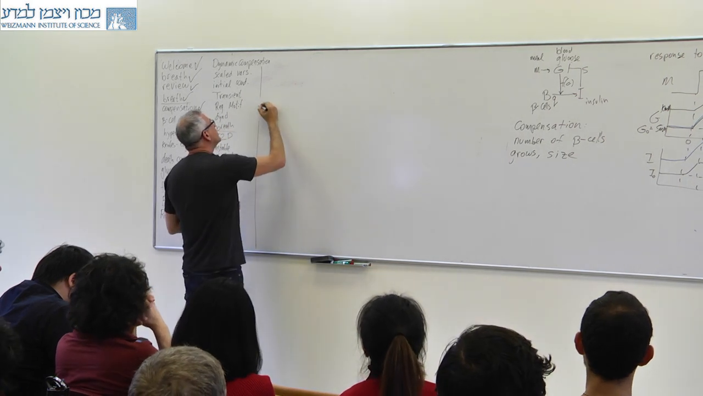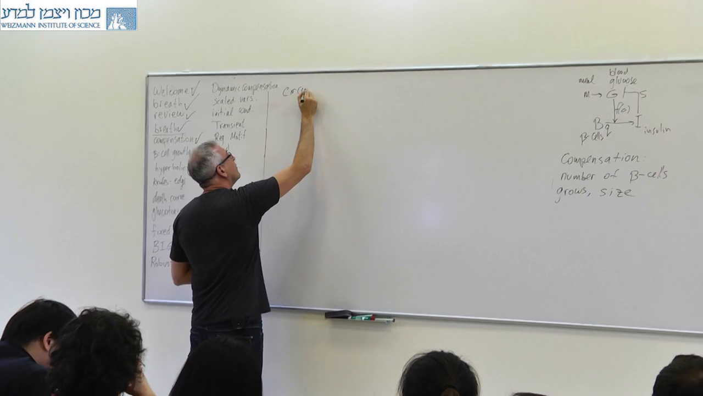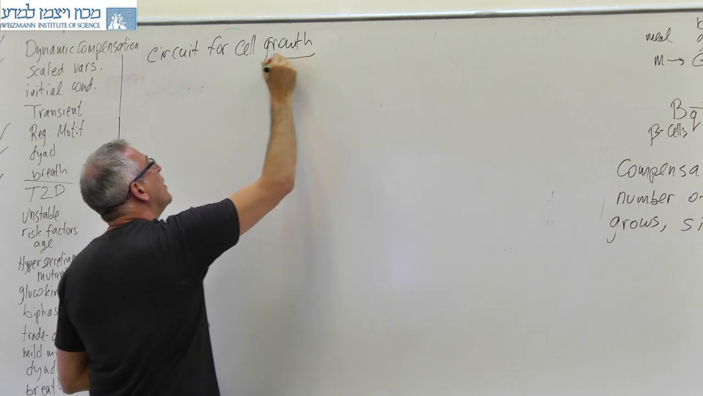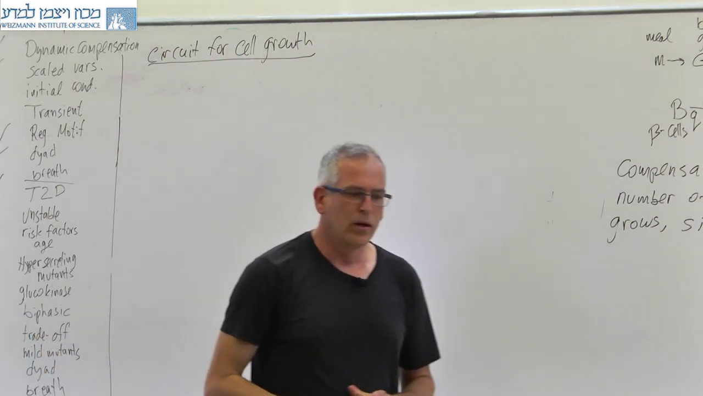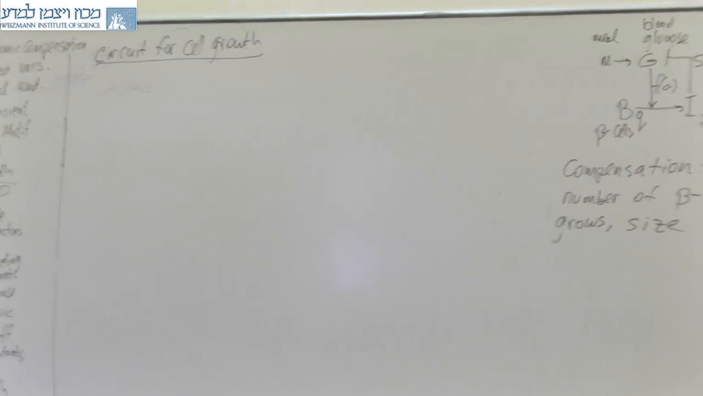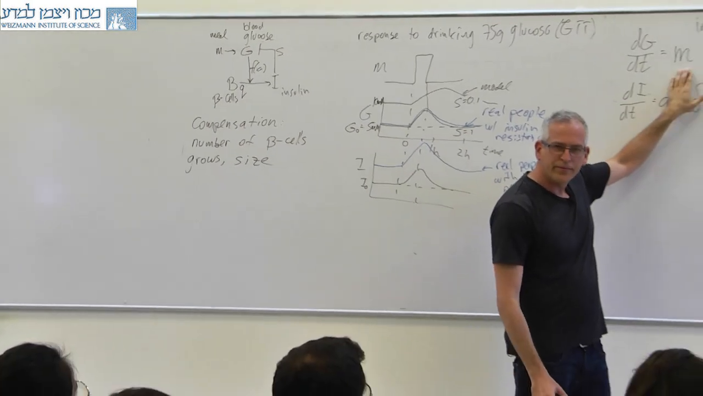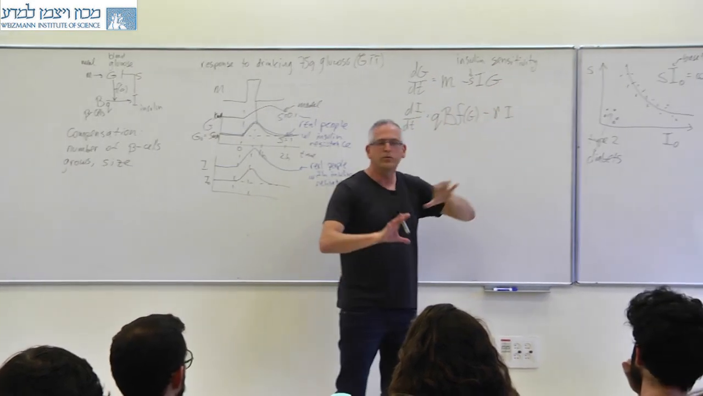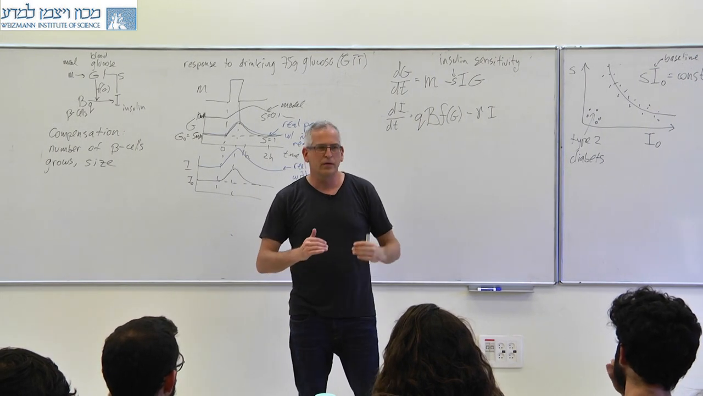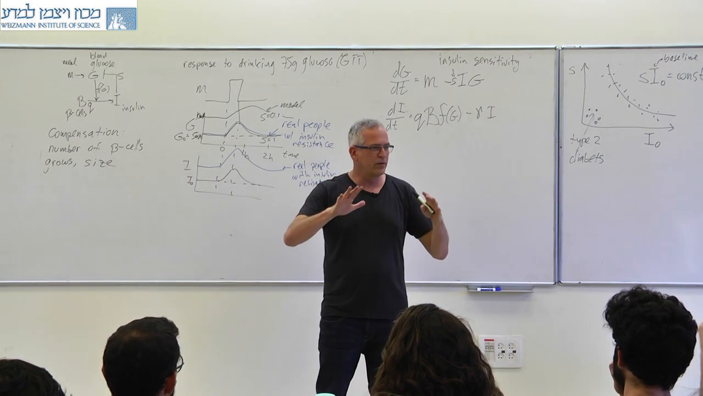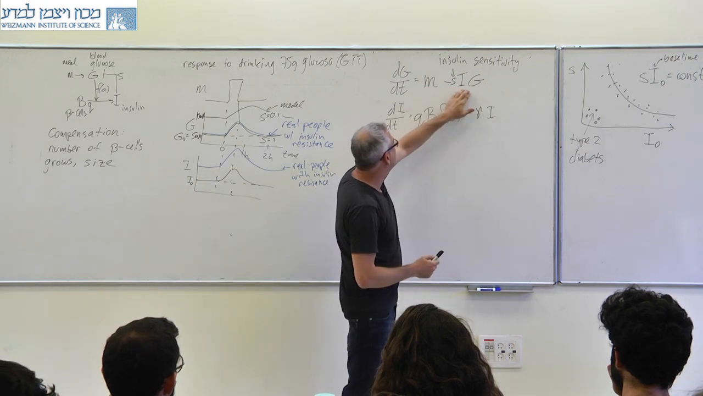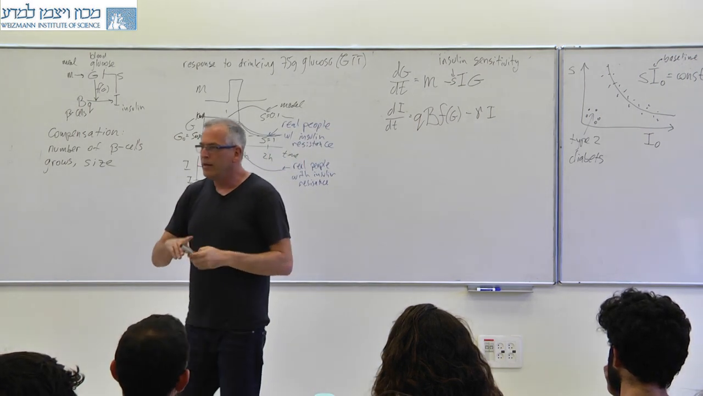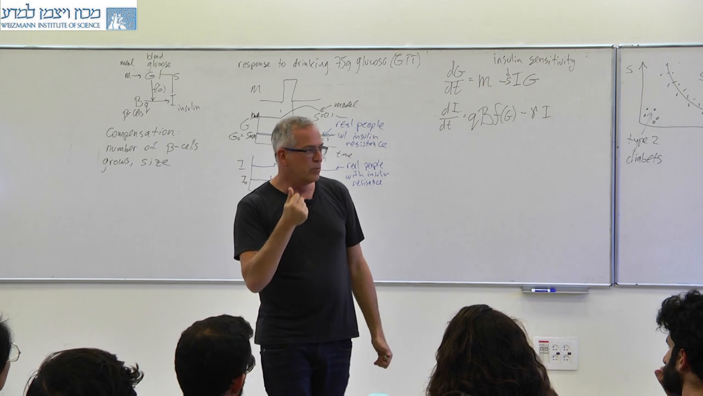So we want to figure out the circuit for cell growth. Now, here, I want to tell you something. When you talk about things like glucose, life is very safe. If I give you some production and some removal, which is proportional to glucose, glucose is going to find its steady state. Glucose is not going to crash to zero or to infinity or anything like that. It's always going to get to a balance between production and removal. That's the world of molecules, which are produced and removed.